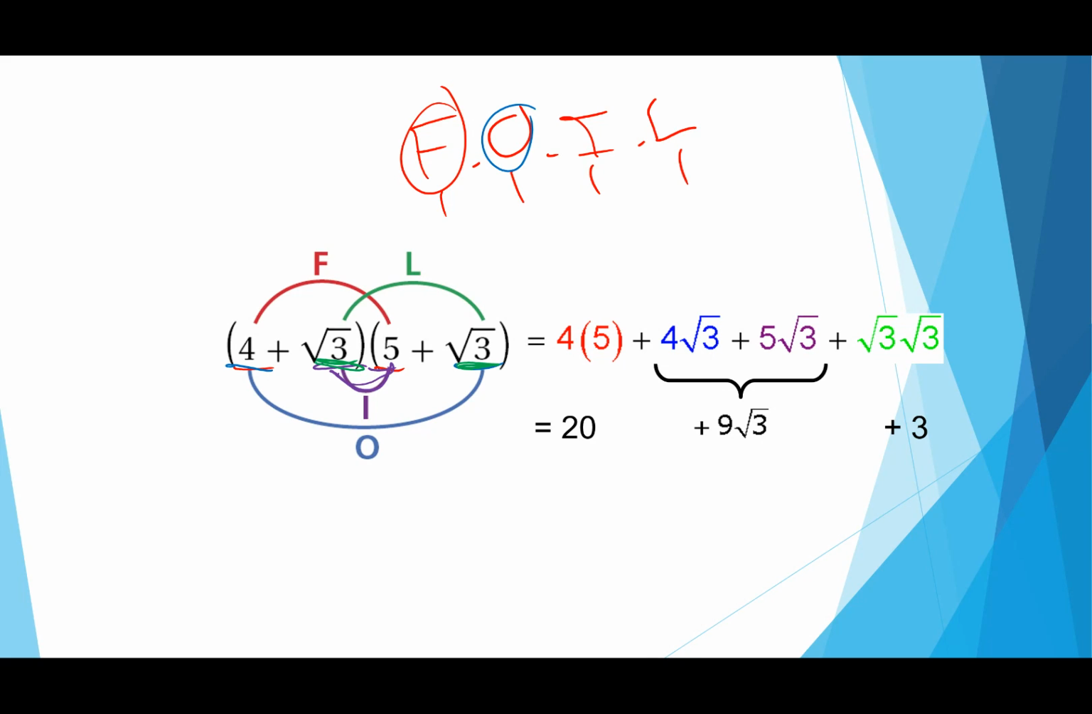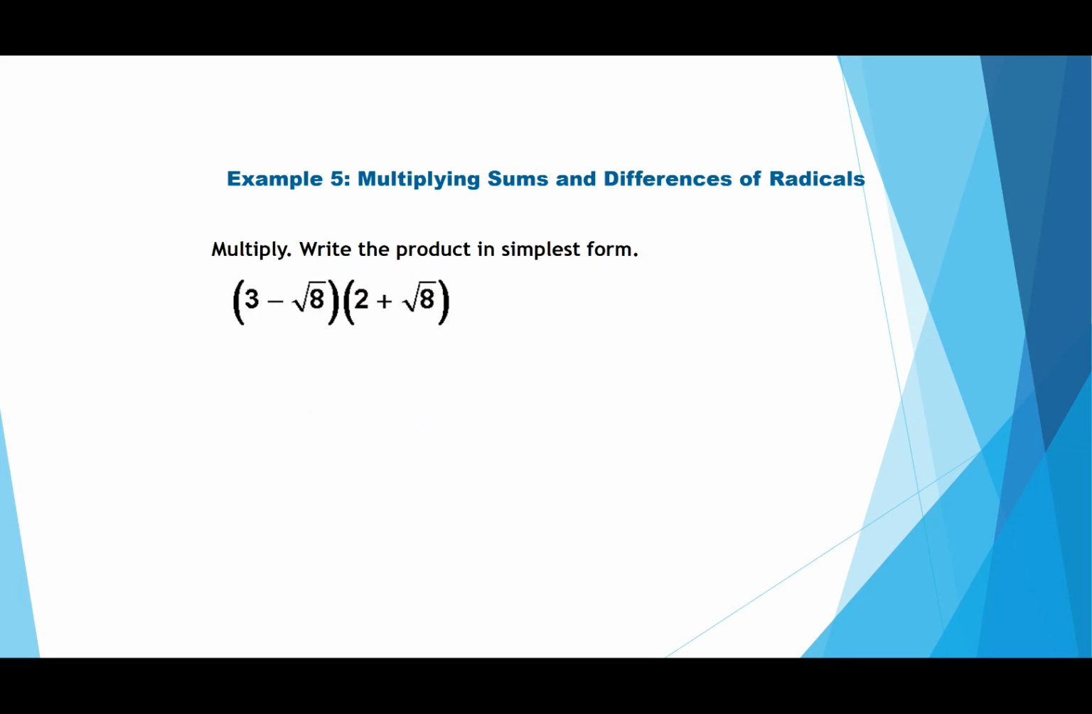Here you can see them working it out when they multiply things together. If you want to pause the screen to look into it, you can. But I kind of want to just do one with you. So here we have 3 minus square root of 8 times 2 plus square root of 8. So we're going to FOIL. We're going to just distribute and multiply. So let's do 3 times 2. So 3 times 2 is going to make 6.